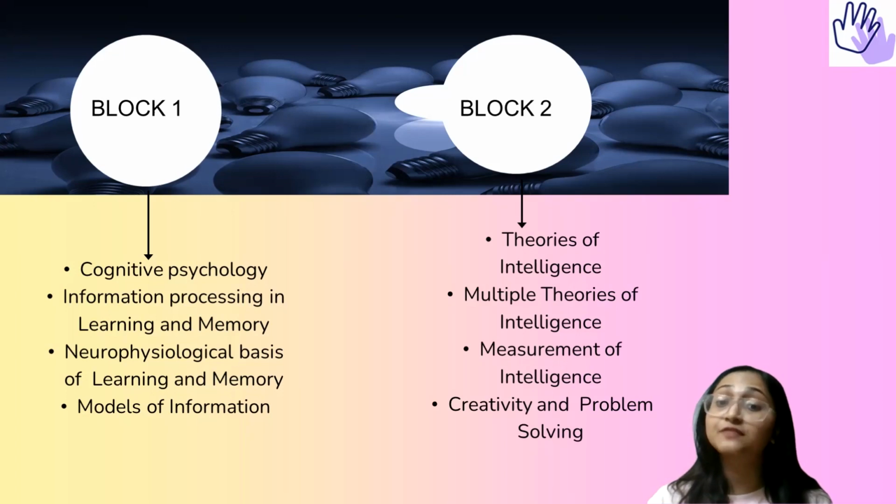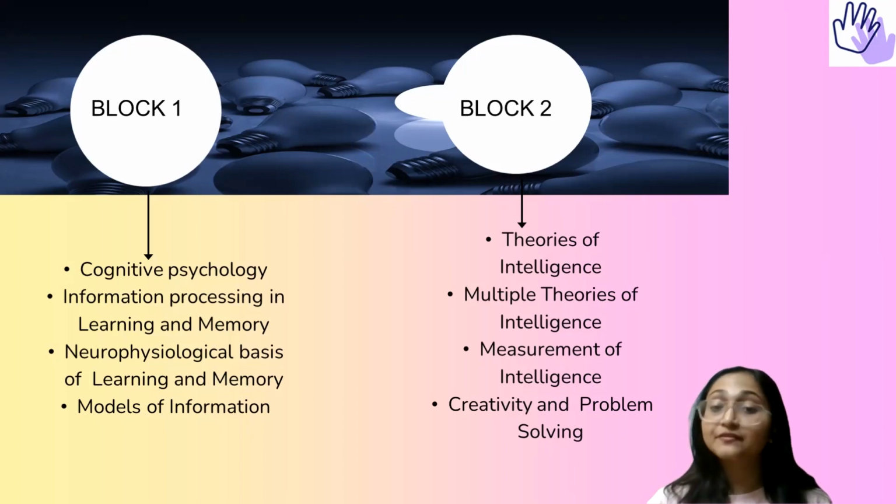In the third unit, we'll be talking about the neurophysiological basis of learning and memory. We'll be talking about the different brain structures which are involved in learning and memory, and different imaging techniques which are used to understand learning and memory, and the brain structures which are involved in learning and memory. In models of information, we'll be talking about the different models of information processing and the different levels of recall which are involved in the process of memory.